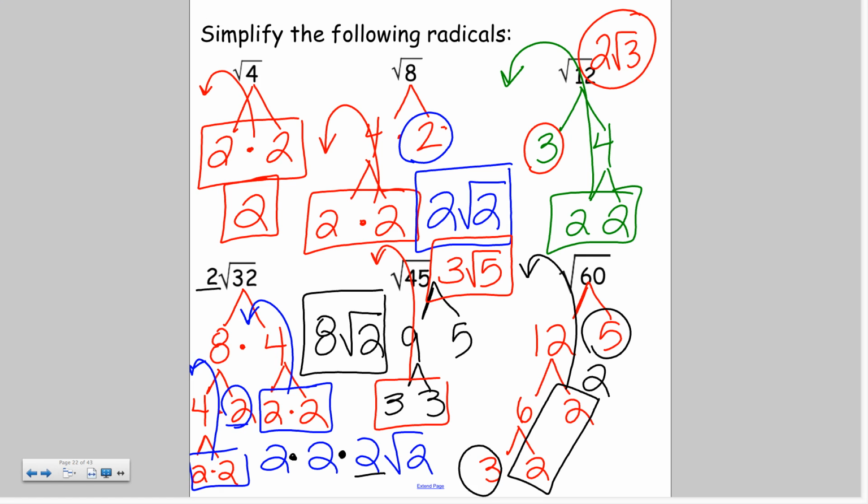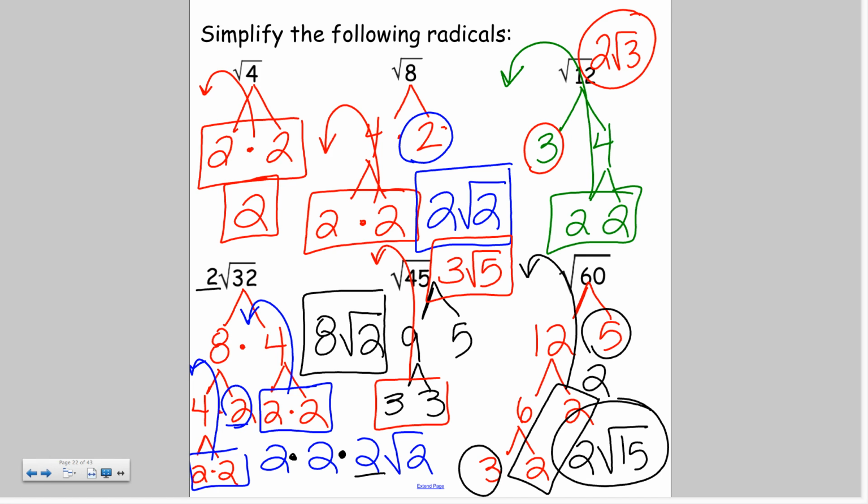Because neither one of them have pairs, they both have to stay back underneath my house. So I'm going to multiply them. 3 times 5 is 15. So 15 stays on the inside. And 1 2 comes out. So square root of 60 can be simplified to 2 root 15.